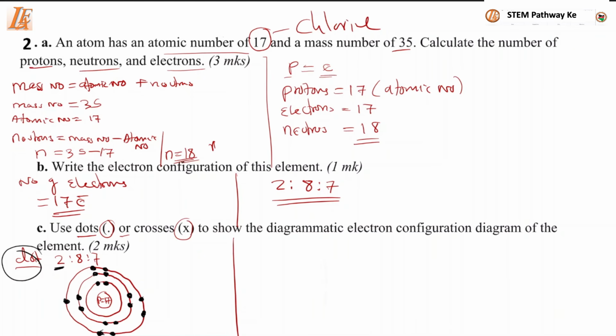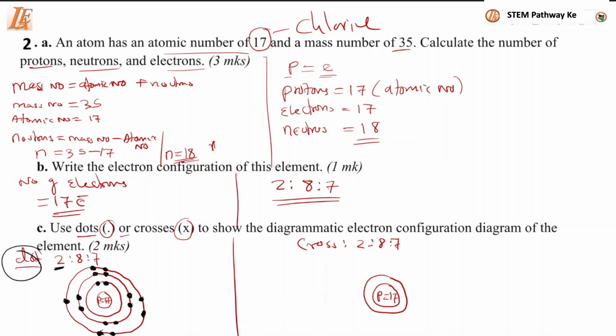And now, if we want to use crosses to draw the diagrammatic electron configuration, we also need the electron configuration, which is 2, 8, and then 7. Then we draw the nucleus, where we write P equals 17. That is the number of protons, and it gives the chemical identity of the element. Then let's draw the first energy level.